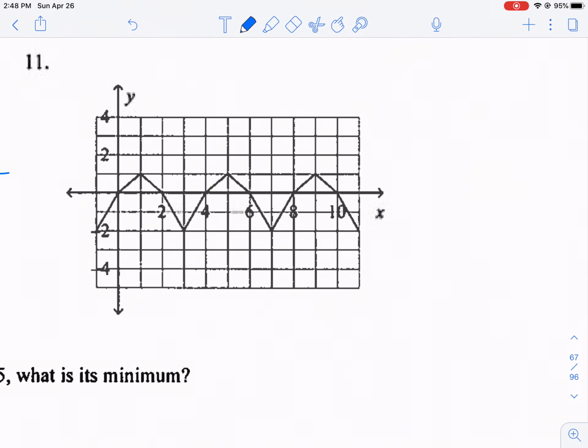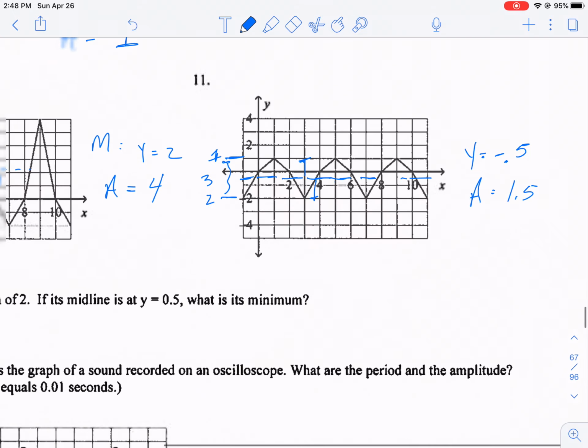Number 11. So in number 11, we've got a maximum height of 1 here and a minimum height of -2. That means the graph in total travels 3. So the amplitude is going to be half of that, which is just 1.5. So that means my midline is right here at -0.5. Not as obvious. My amplitude is that 1.5, that it travels above it or travels below it. Okay.